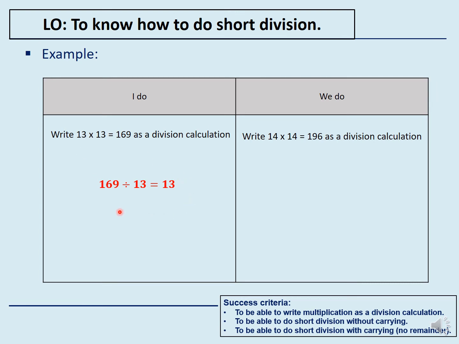Pause the video, have a go with this question, please. You can write 196 divided by 14 equals 14. Again, because it's a square number, you can only write one division calculation.